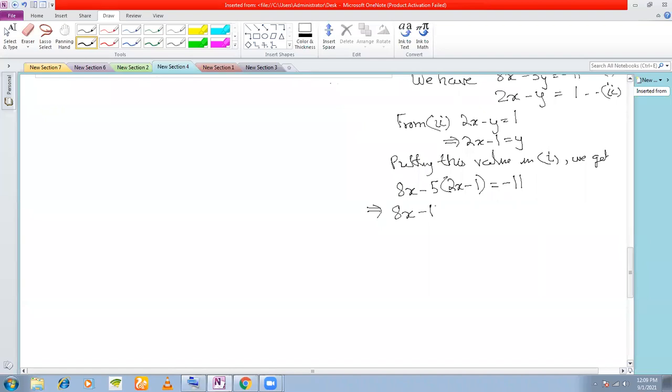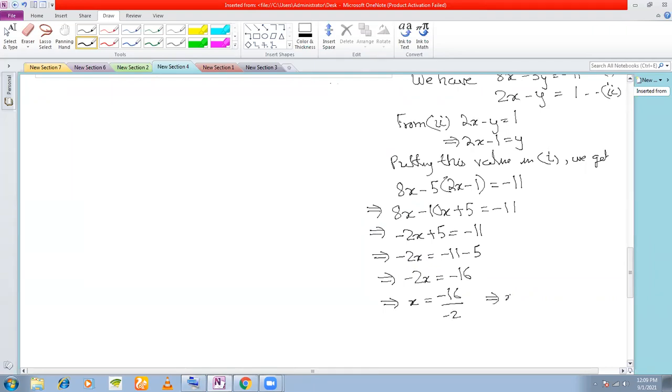8x minus 10x plus 5 is equal to minus 11. You get minus 2x plus 5 is equal to minus 11. You get minus 2x is equal to minus 11 minus 5. You get minus 2x is equal to minus 16. That means x is equal to minus 16 by minus 2. Minus minus will cancel, 2 will cancel here. You get x is equal to 8.